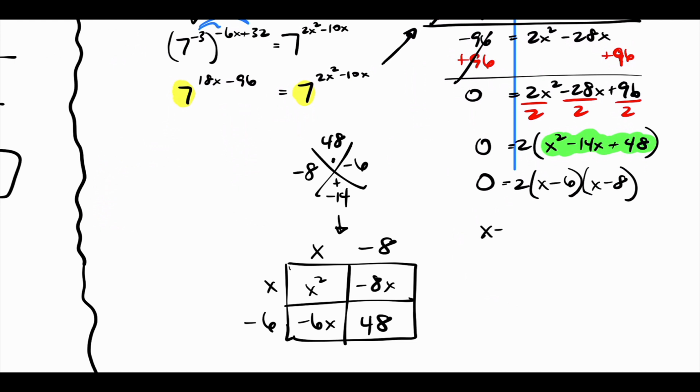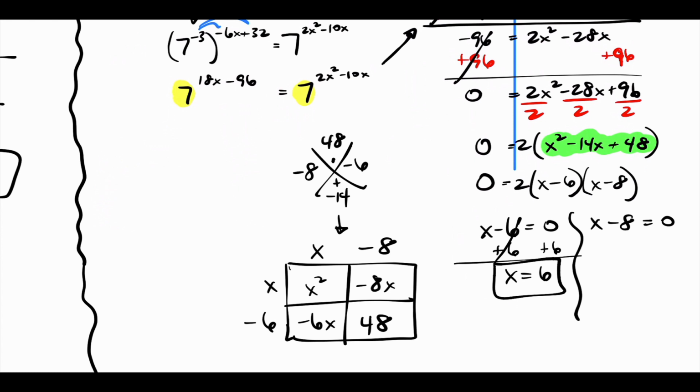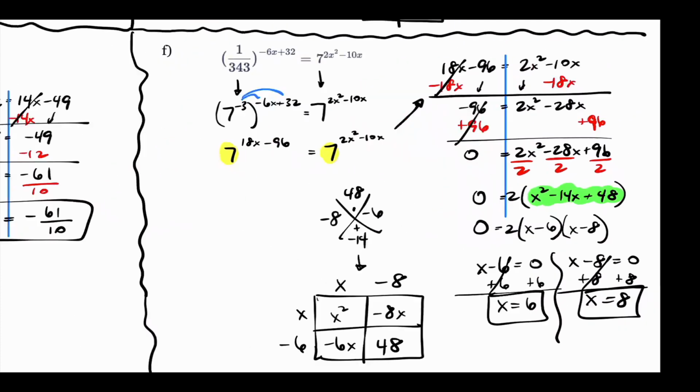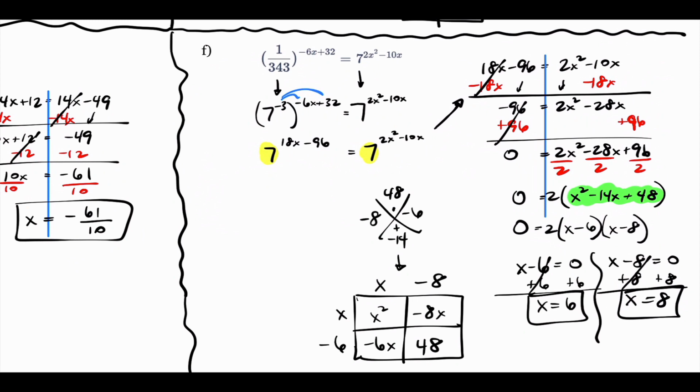Okay. Set anything with an x equal to 0. So anything that has an x, set it equal to 0. 2 doesn't have an x, so I don't need to set it equal to 0. So I add 6 to both sides. I get positive 6. Add 8 to both sides. And I get positive 8. So I get two answers. Positive 6, positive 8. Two boxes on Delta Math.